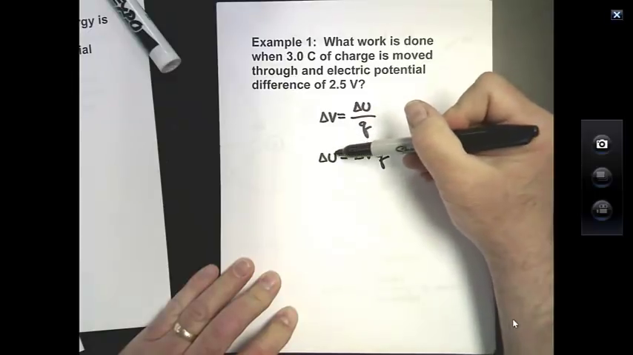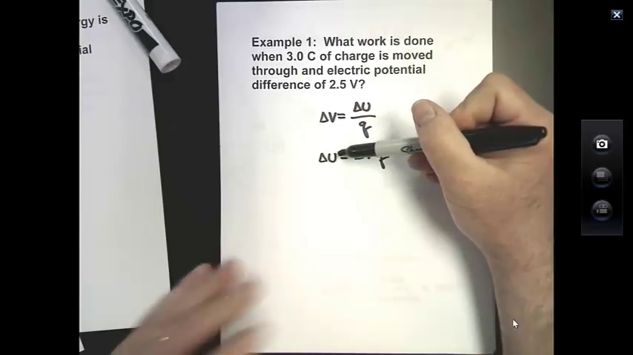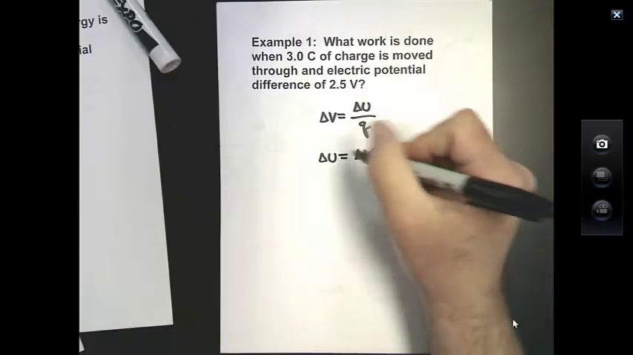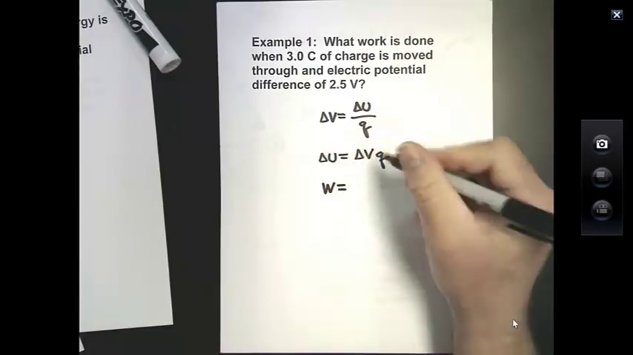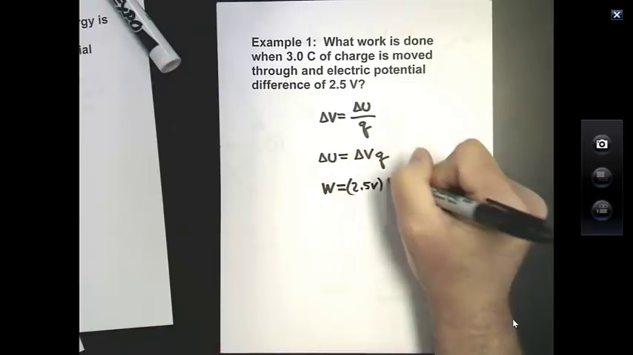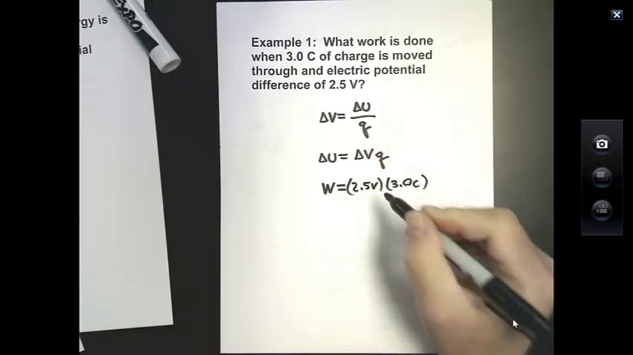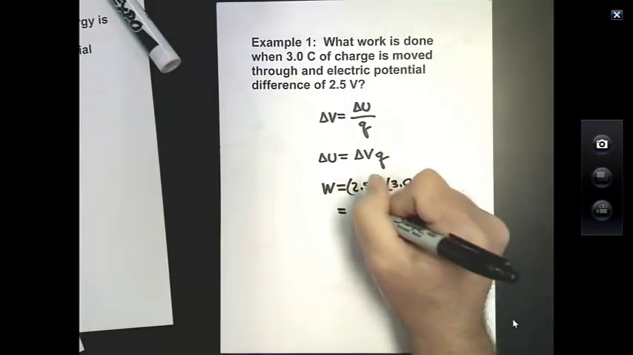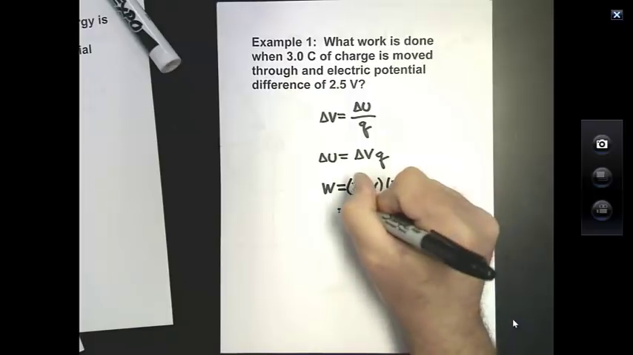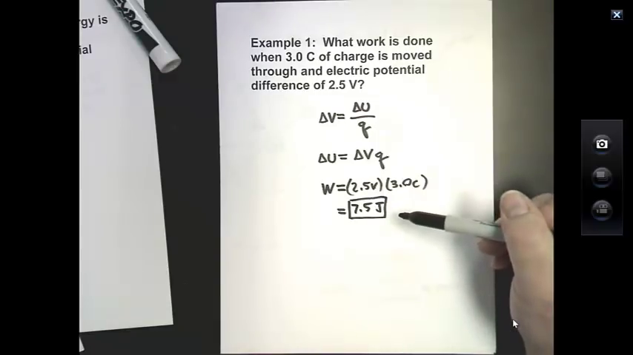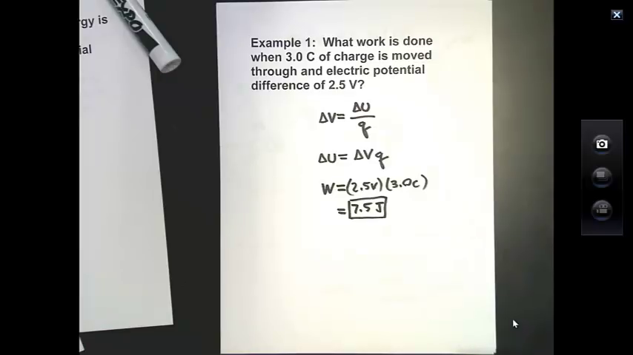Again, if I want to change the potential energy of an object by, say, 10 joules, I have to do 10 joules of work on it. So in essence, what we're figuring out here is how much work is done. The change in potential, it said, is 2.5 volts. The charge is 3.0 coulombs. Check out the units. This is joules per coulomb times coulombs. The answer is 7.5 joules of work. Okay, in moving this charge from one point to the other, it's increased its potential energy by 7.5 joules. Therefore, I had to do 7.5 joules of work.